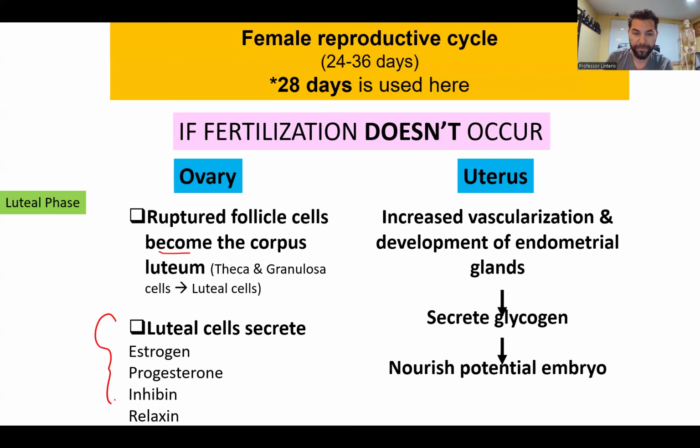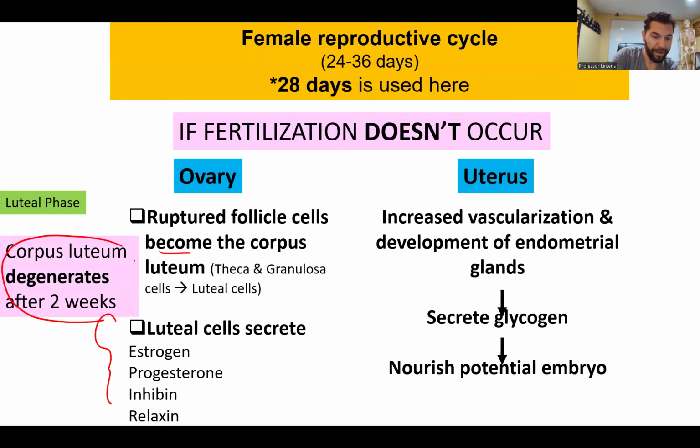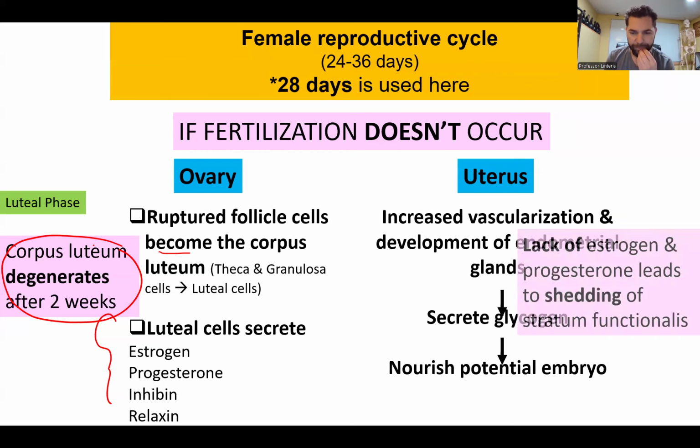What happens? The corpus luteum makes these hormones. We just talked about it, right? The corpus luteum will go away. There has to be something to keep it around, and I will explain to you what that is probably in the next slide or two. Here, the lack of or decreasing levels of estrogen and progesterone, because that corpus luteum went bye-bye, triggers the shedding of the functionalis.